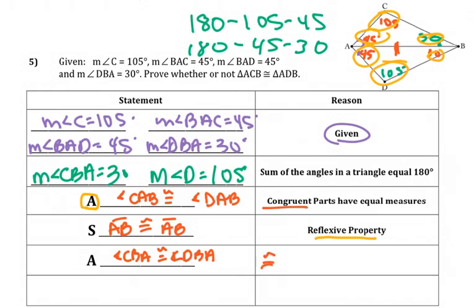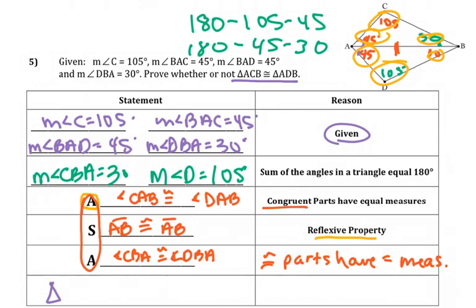So congruent parts have equal measures, and you can abbreviate as long as it's a true abbreviation. So because of that, I've shown angle, side, angle, so my two triangles are congruent. Look back up at what it said to do. It said prove whether or not those two triangles are congruent. Well, we've just proven that they are. So I'm going to say triangle ACB is congruent to triangle ADB because of angle, side, angle.